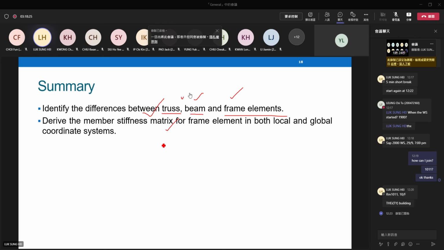Q equals K D. Sometimes you may need to consider temperature effects or fabrication error in truss analysis. For beams, you may have fixed-end forces, Q0. And then solve it: solve for the unknown displacements and the unknown reactions. So the stiffness method is very, very systematic.